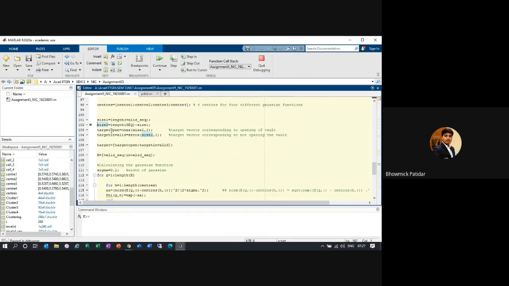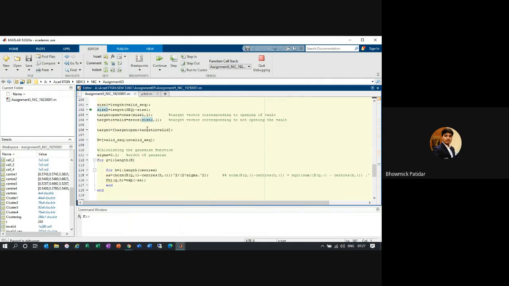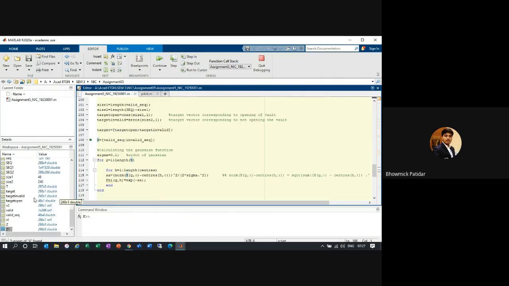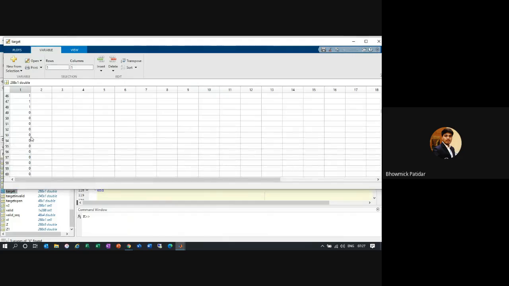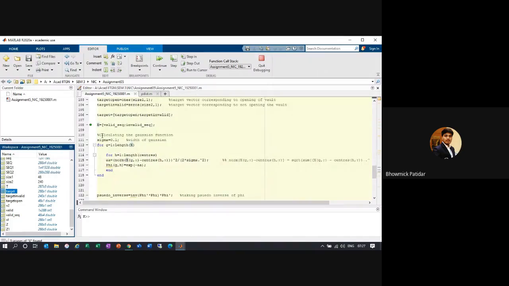Now the target. There will be two targets. The target for opening the vault will be 1, and the target for not opening the vault would be 0. We have concatenated the target and made a single array out of it. This target contains ones for all the 48 initial inputs and zeros for the rest of the inputs, the invalid inputs. So now we are calculating the Gaussian function or the phi matrix.